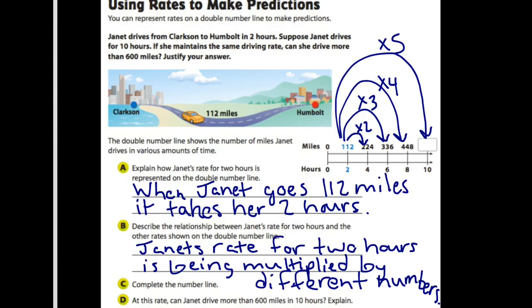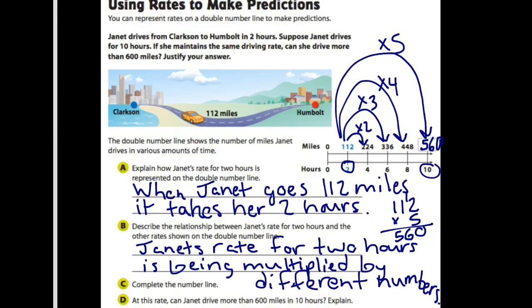So now, to go from 2 hours to 10 hours, I have to multiply by 5. So to go from 112 to this blank box, I'm going to have to multiply 112 times 5. 5 times 2 is 10. 5 times 1 is 5, plus 1 is 6. 5 times 1 is 5. I get 560, so I'm going to put 560 in this blank spot in the number line. That's how many miles I would go in 10 hours.